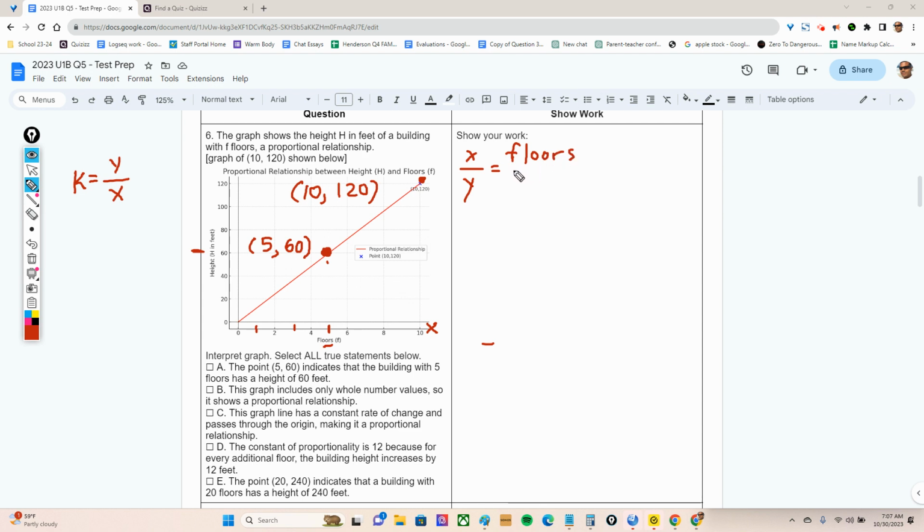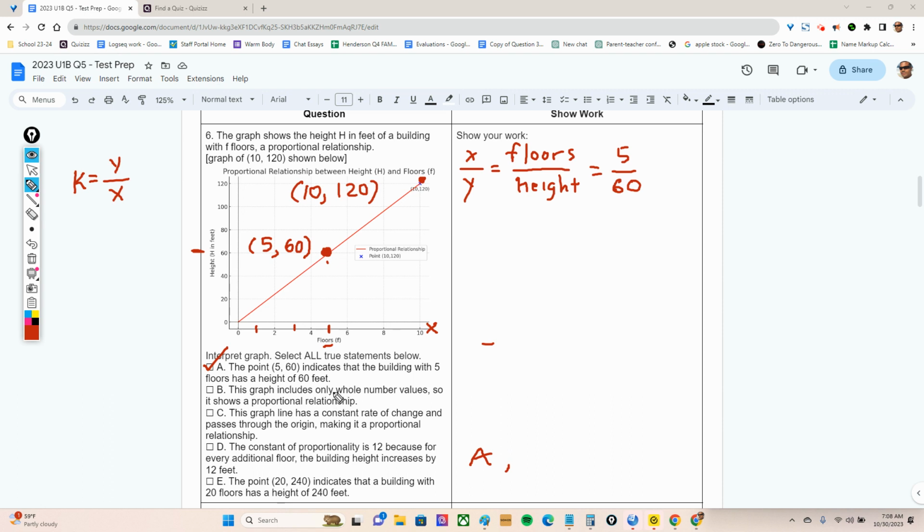Okay, floors. And the y-axis is talking about height. So x is 5, so that's 5 floors is equal to 60 feet. Okay, so that's select all. That's true. Okay, so A is true. Put the A down here.